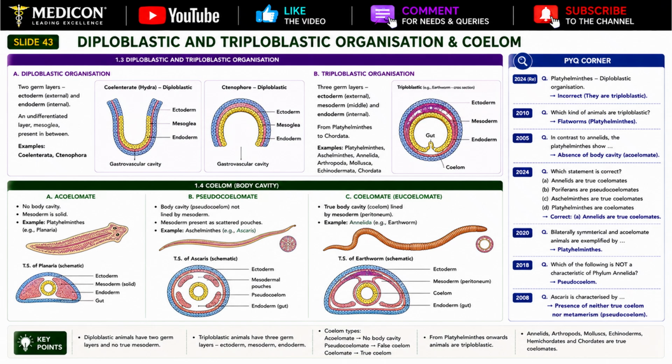The key points we have to remember are: diploblastic animals have two germ layers and no true mesoderm. Triploblastic animals have three germ layers: ectoderm, endoderm, and mesoderm. Coelom types are acoelomates, with no body cavity; pseudocoelomates, with a false coelom; and coelomates, where we have a true coelom. From Platyhelminthes onwards, animals are triploblastic. Annelids, arthropods, mollusks, echinoderms, hemichordates, and chordates are true coelomates. These are some of the basic topics one should already know from 10th or intermediate level. So you have to revise all this integrated with the previous year questions.